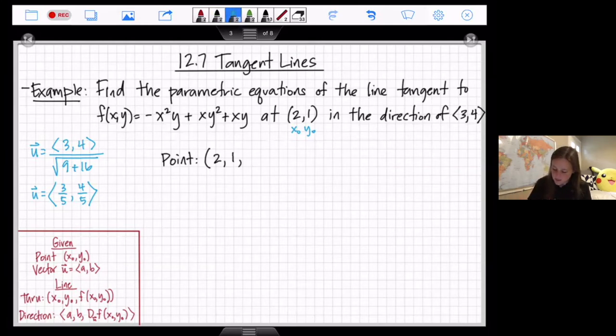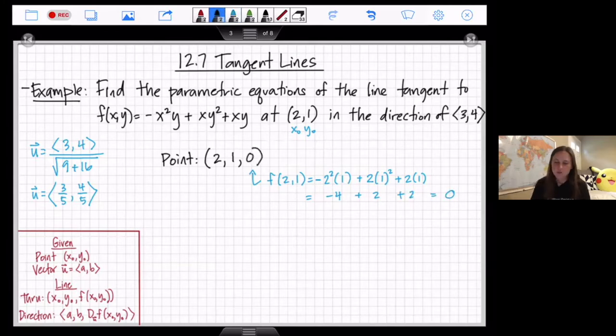So we're going to plug in f of 2, 1, just finding function values. Let's go up to our function given in the problem, negative x squared y, so negative 2 squared times 1, plugging in a 2 wherever I see an x and a 1 wherever I see a y, plus xy at the end is going to be 2 times 1. I've got negative 4 plus 2 plus 2. That's a whole lot of nothing. So my point is 2, 1, 0.